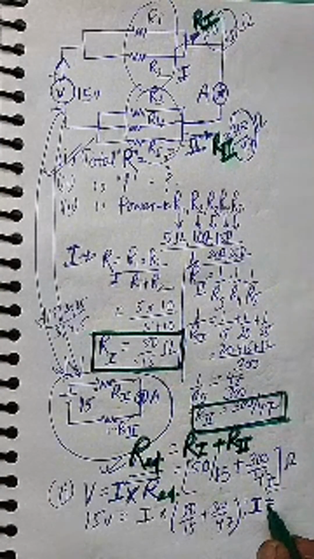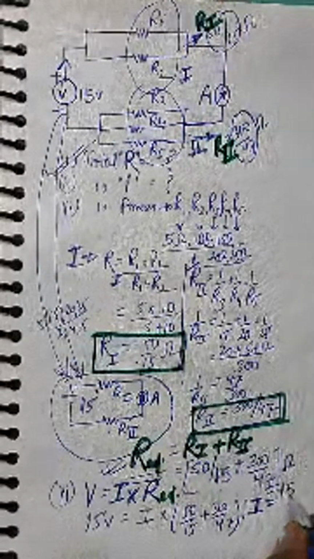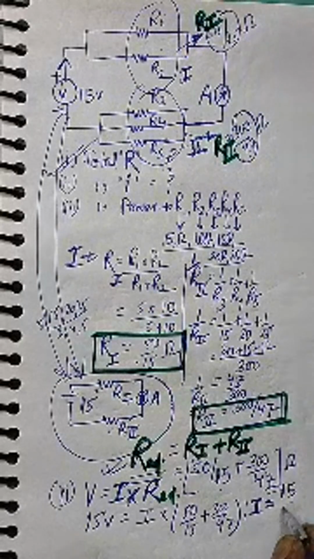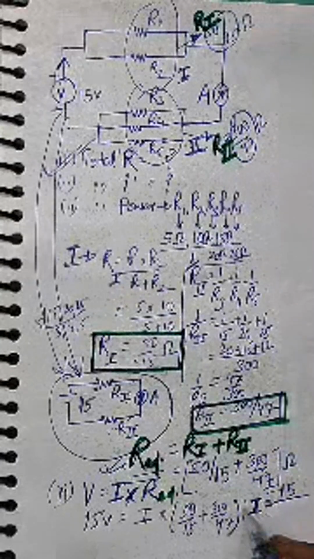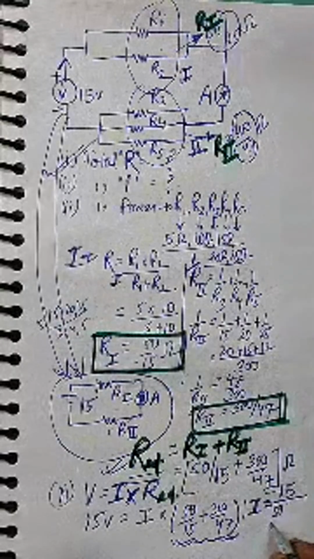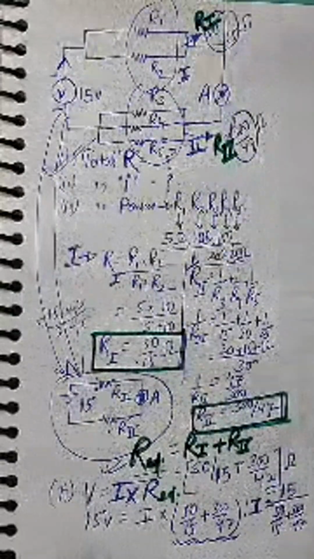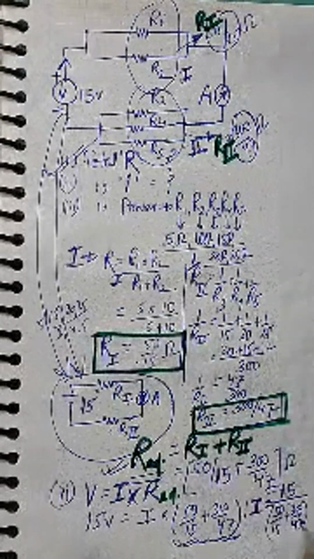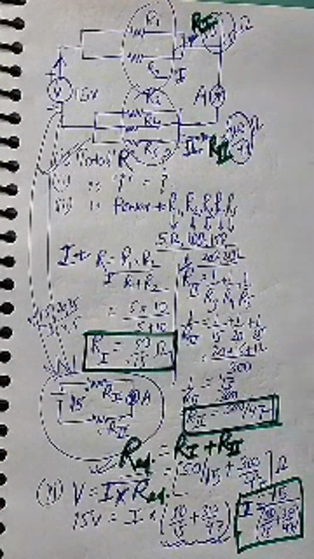The current will be equal to 15 volt divided by 50 by 15 plus 300 by 47, right? This entire expression will be going to the denominator, right? So it will be equal to 15 divided by 50 by 15 plus 300 by 47, right? So this much ampere will be your current. This much ampere will be your current, right?